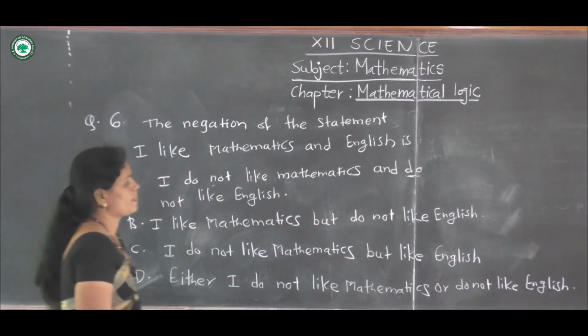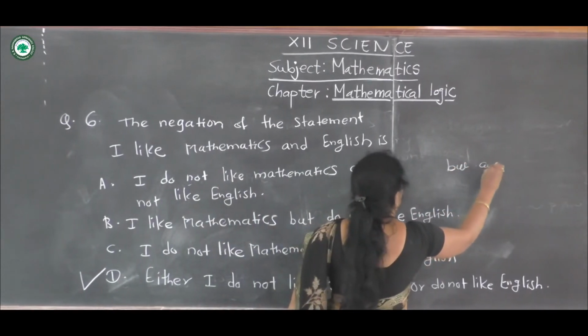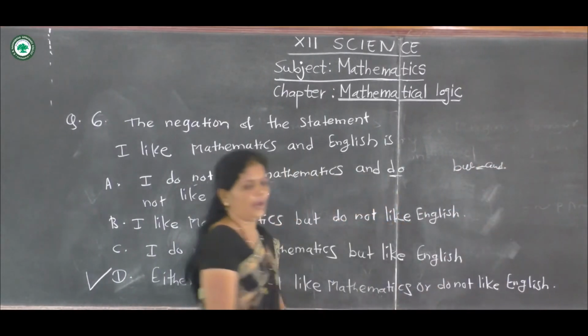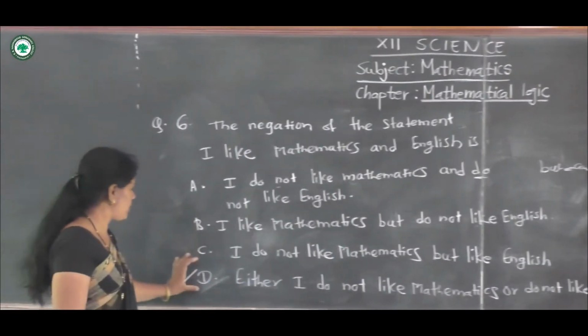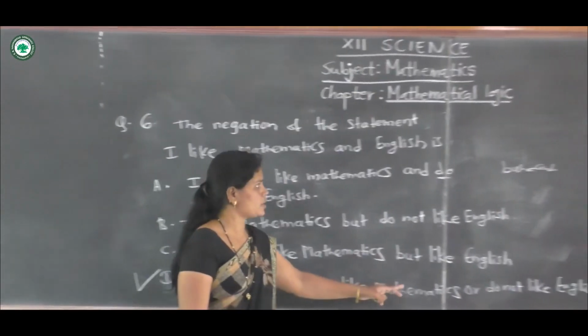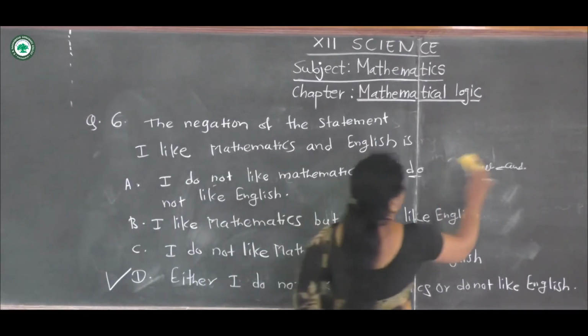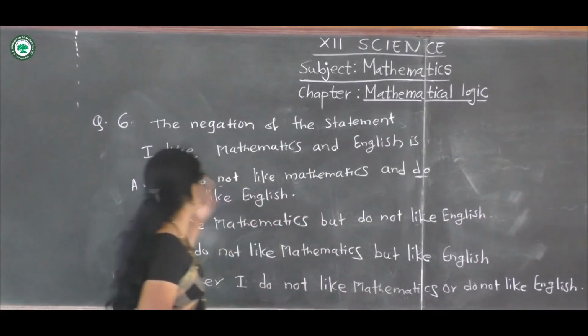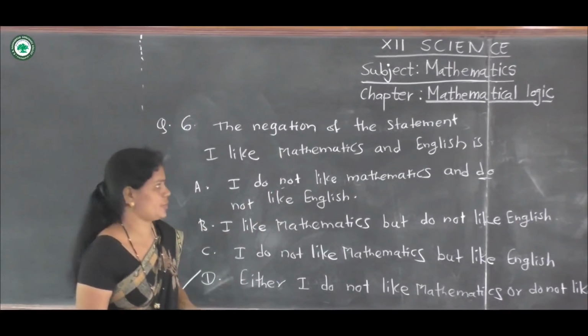But we have to use 'but' as equal to 'and'. Therefore option number 4 D, either I do not like mathematics or do not like English, is the negation of the statement 'I like mathematics and English'.